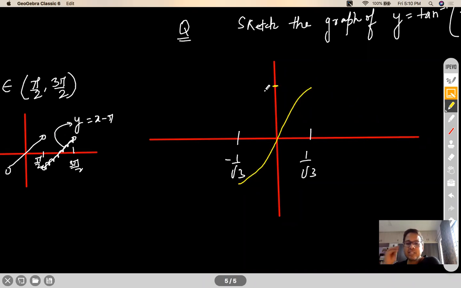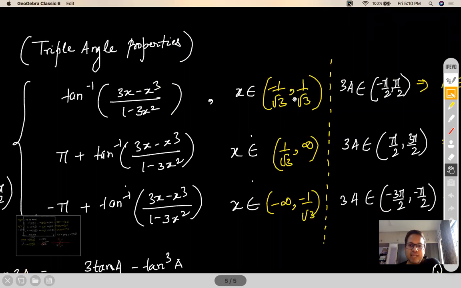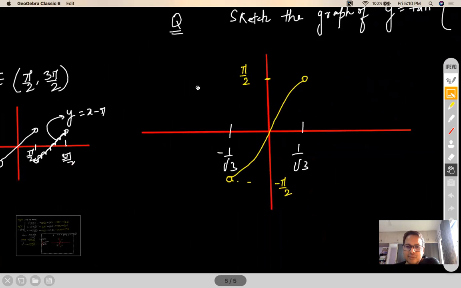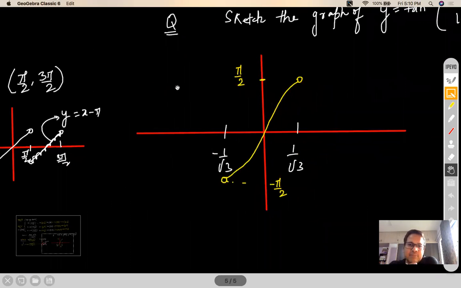Meanwhile, where will this graph stop? On the top, it has to stop at pi by 2, right? And it has to stop at minus pi by 2. And there will be holes over here because these values are not permissible in the given function. 1 by root 3 and minus 1 by root 3, as you can see, I have put round brackets because they cannot be put in this function, since that will create a 0 in the denominator over here. So this is the graph of the part which is between minus 1 by root 3 to 1 by root 3. Correct.